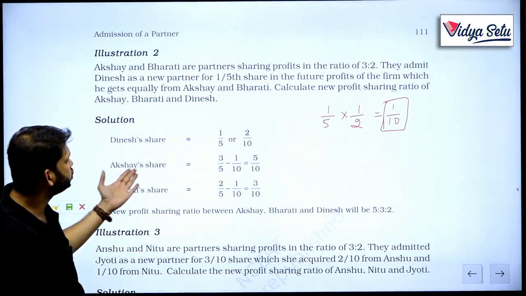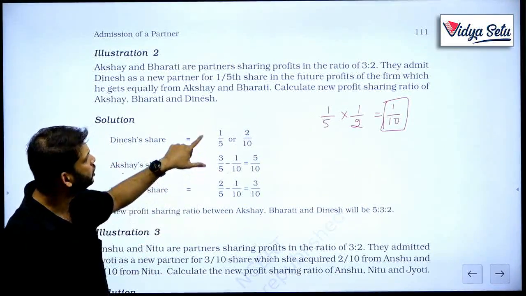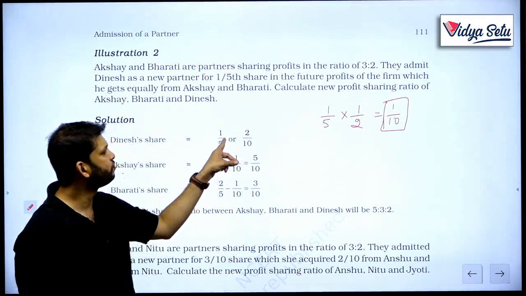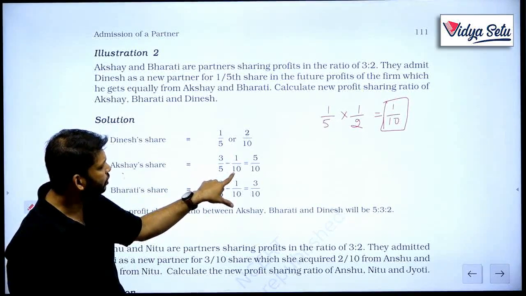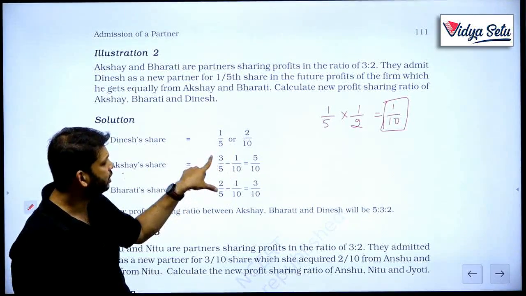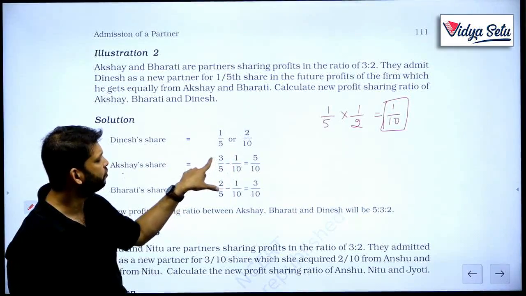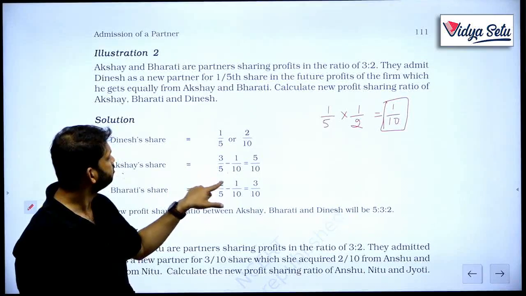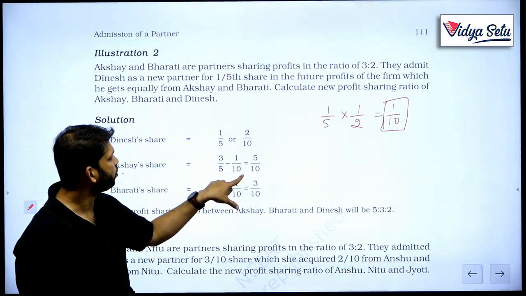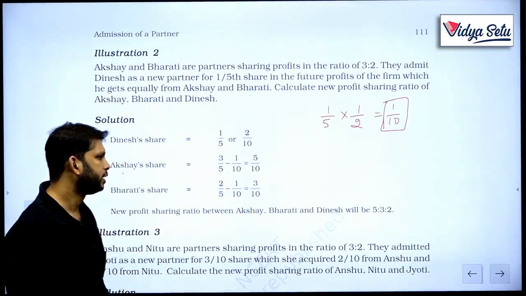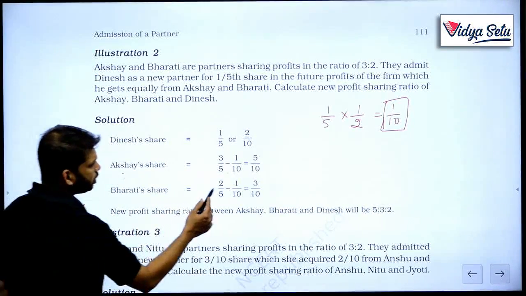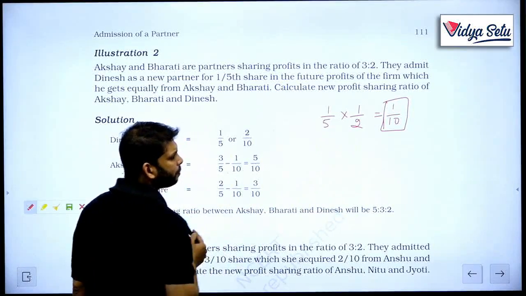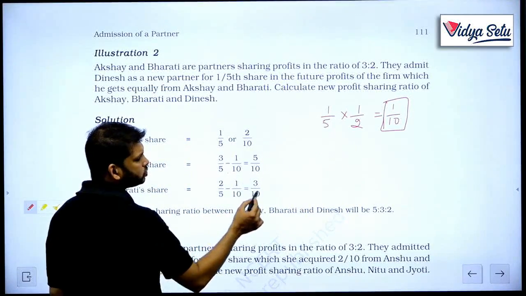That means Akshay's share will reduce by 1 upon 10. His old share was 3 upon 5. He is giving away 1 upon 10 in favor of Dinesh. So 1 upon 10 will be subtracted. 10 into 3, 30, 5 into 1, 5. 30 minus 5, 25 upon 50. If you solve 25 upon 50, you'll get 5 upon 10, or 1 upon 2. Here also, Bharti's old share was 2 upon 5 minus whatever she is sacrificing. She is sacrificing 1 upon 10. So minus 1 upon 10, she gets 3 upon 10.